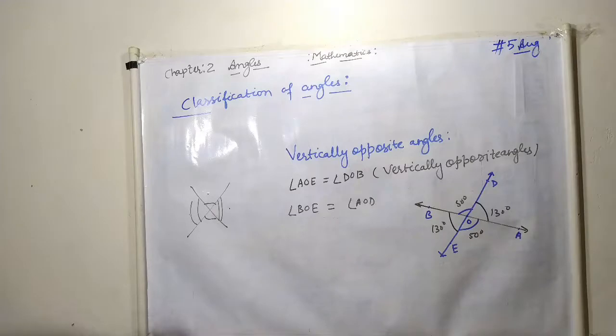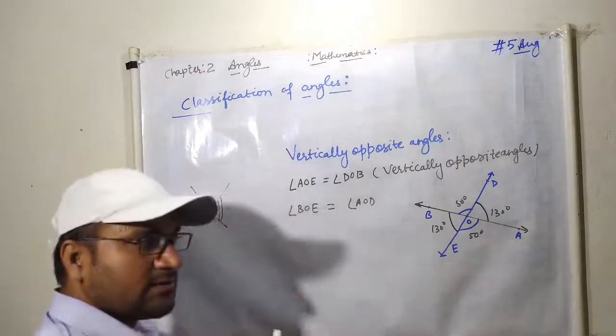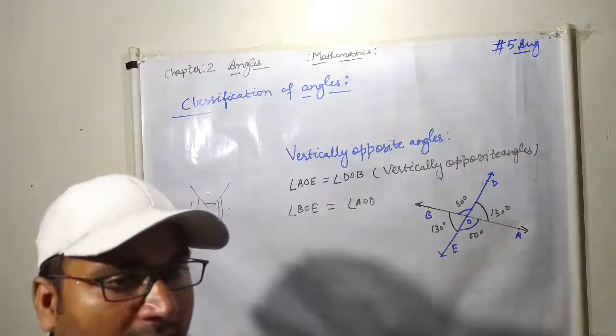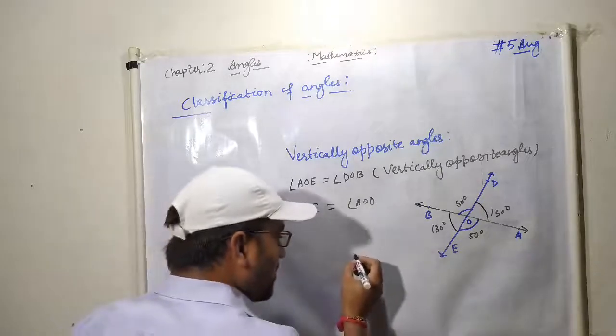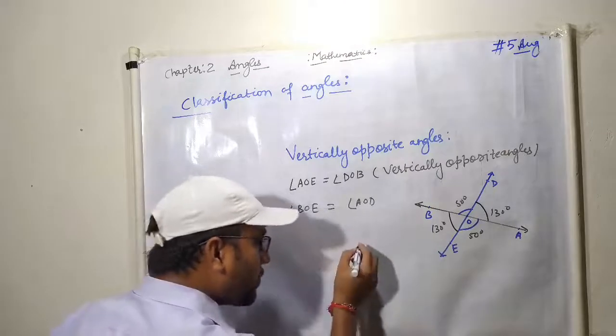And equal angles: when two angles represent the same magnitude, then they are said to be equal angles.